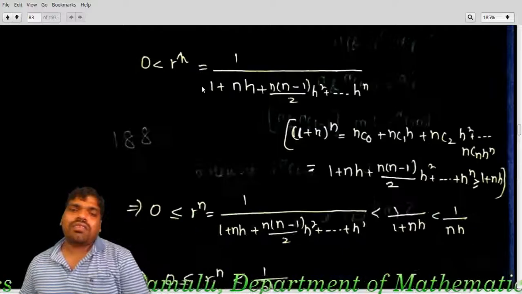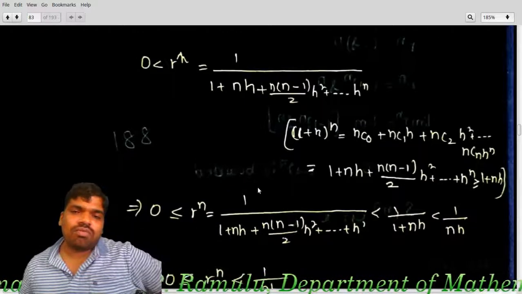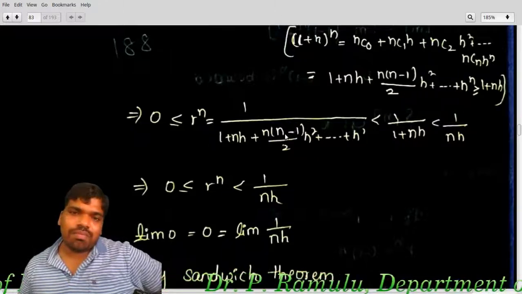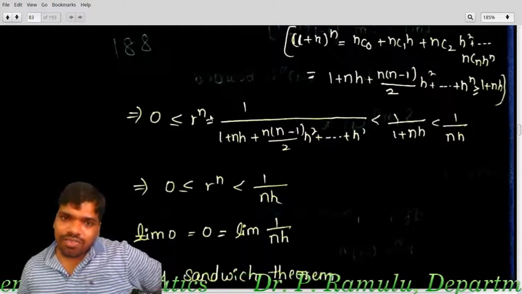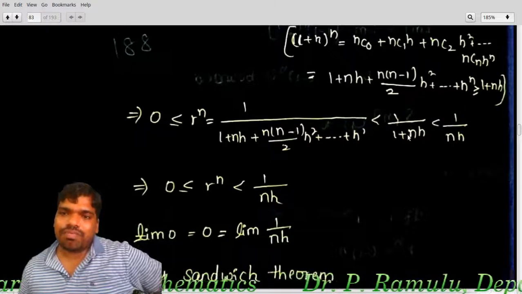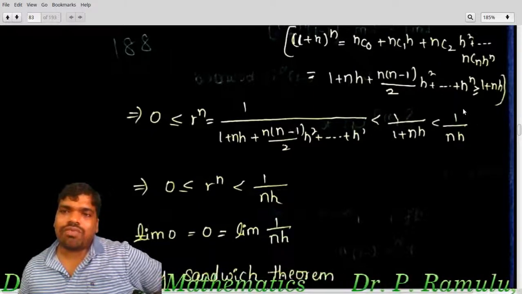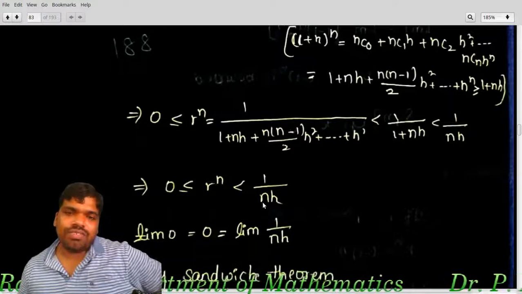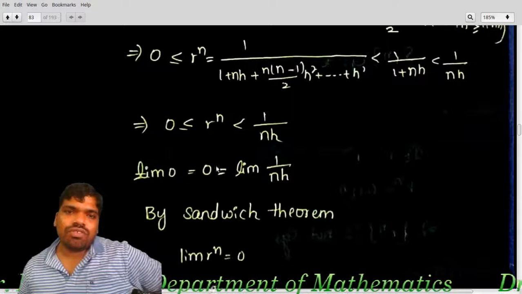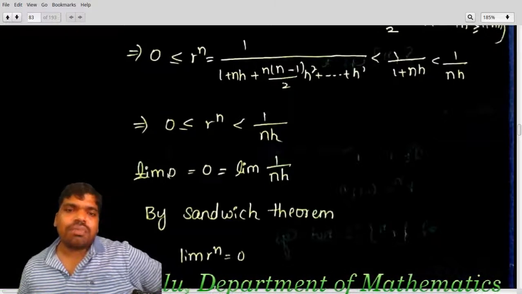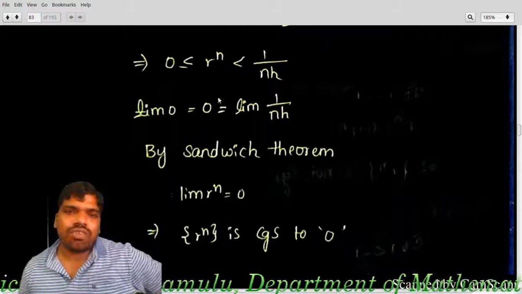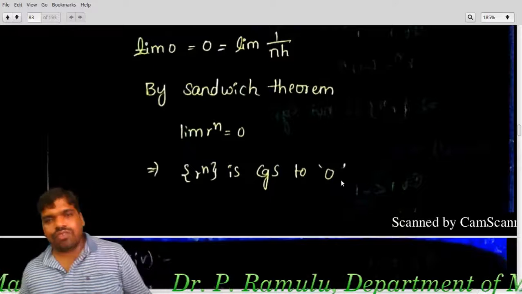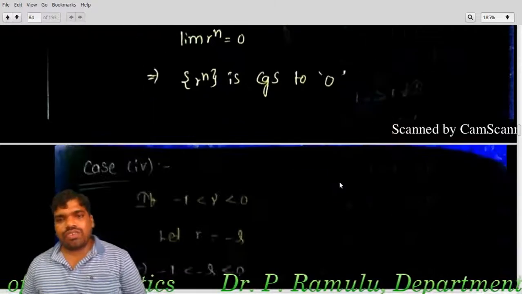By applying the theorem, we get 0 ≤ r^n < 1/(1+nh), and this is less than 1/(nh). So 0 ≤ r^n < 1/(nh). Applying the limit, lim 1/(nh) = 0. By the Sandwich theorem, lim r^n = 0, since the middle one is also 0, which implies r^n converges to 0.